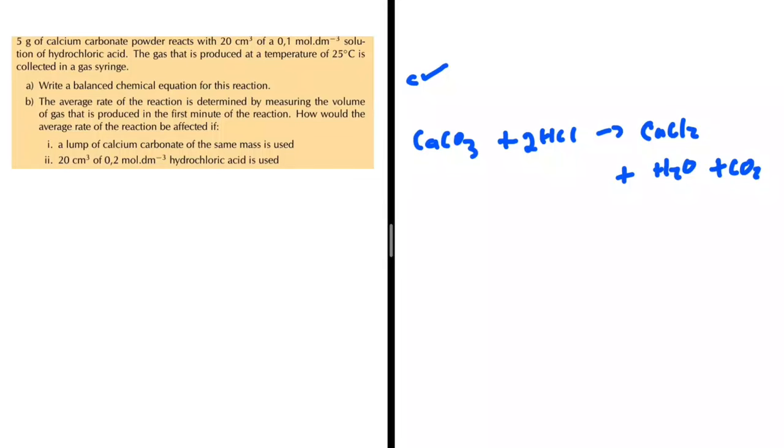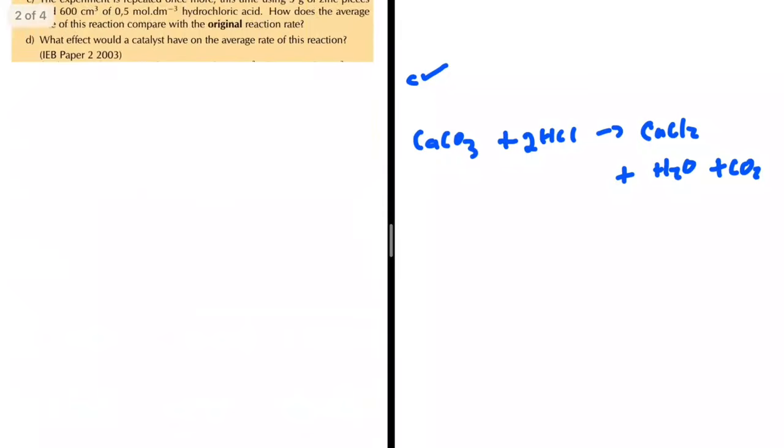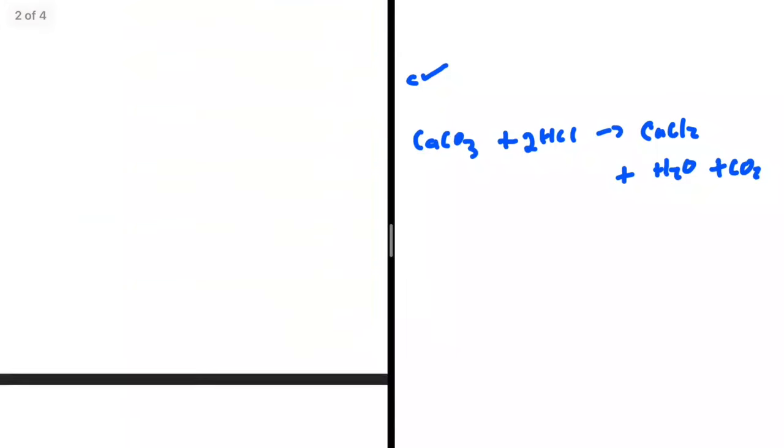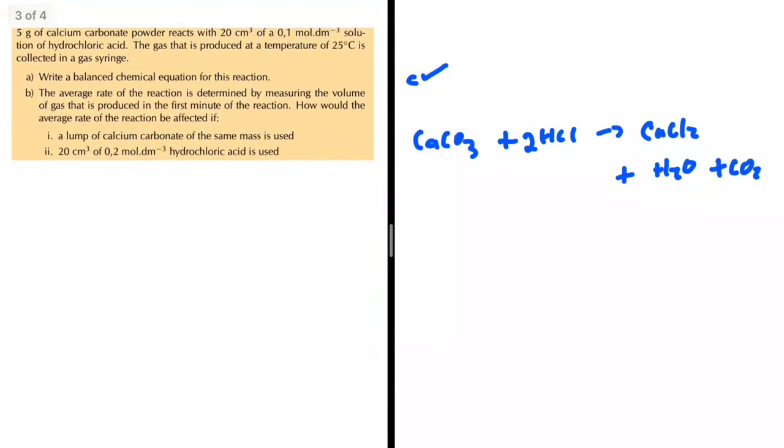And then Roman numeral 2, 20 centimeter cube of 0.2 mole per decimeter cube of hydrochloric acid is chosen. So think about the last question. We said that the concentration has remained the same. What has changed is the volume. We have more volume now, but the rate of reaction will remain the same.